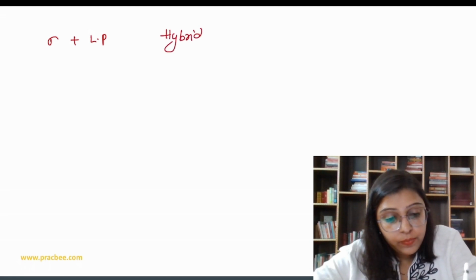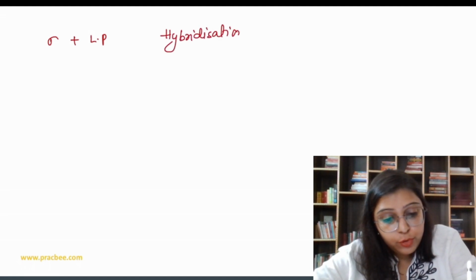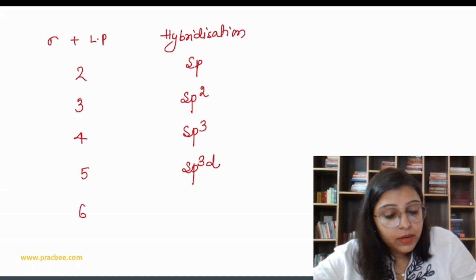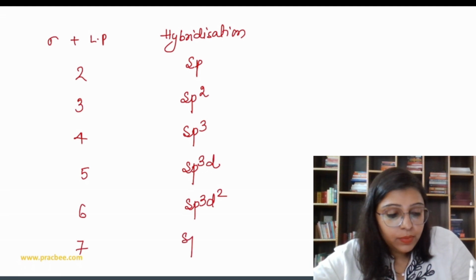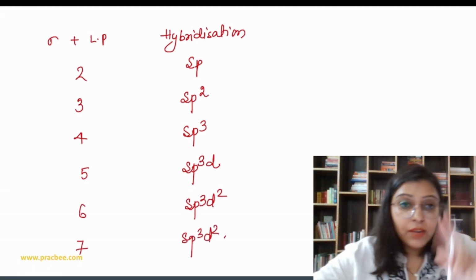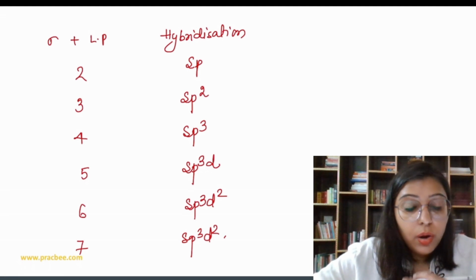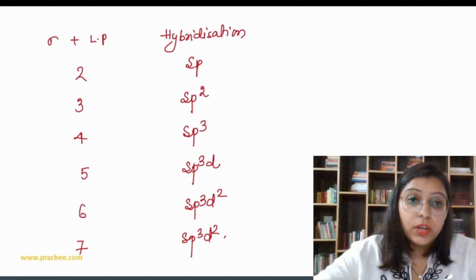How? See, if we have 2, then hybridization is sp. If we have 3, then hybridization is sp2. If we have 4, then hybridization is sp3. If we have 5, then hybridization is sp3d. 6, so sp3d2. And 7, then sp3d3. So we can find out the hybridization via 2 ways, from steric number or from the structure.